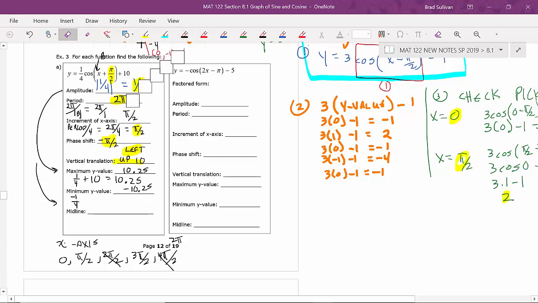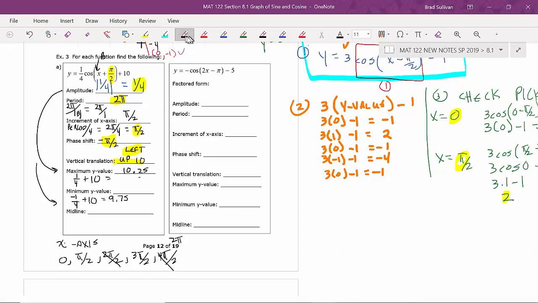So you add 10, okay? Add 10 there, and then that would give 9.75. I knew I was doing that wrong. Okay, so just get those things recorded, and then we got everything we need there.